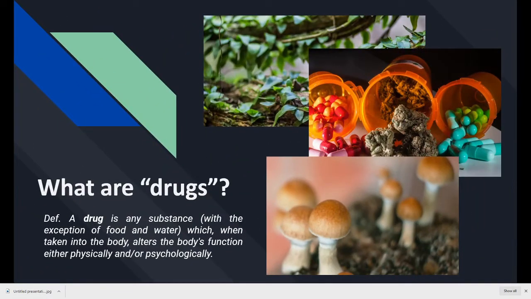Let's first discuss what are drugs. Well, drugs can be anything that affects you physiologically or psychologically. And this is with the exception of food and water, of course. So, drugs can be plants, they can be pills, they can be inhalers, they could be just about anything that's going to change your body chemistry.